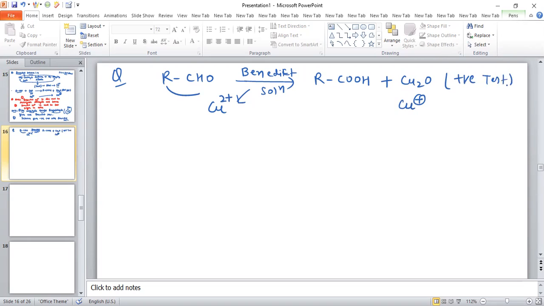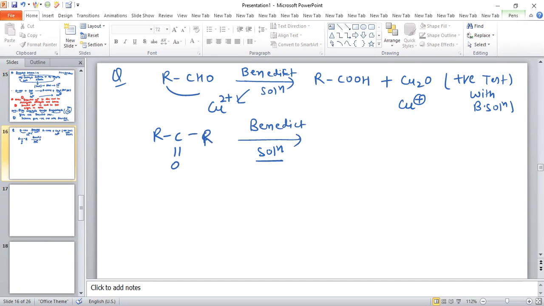Aldehydes give a positive test with Benedict solution. Now see another possibility. If a ketone is there, like CH3, C double bond O and R, and again we added Benedict solution.